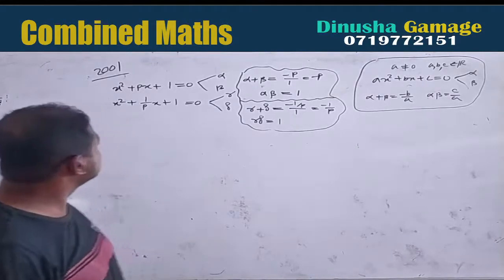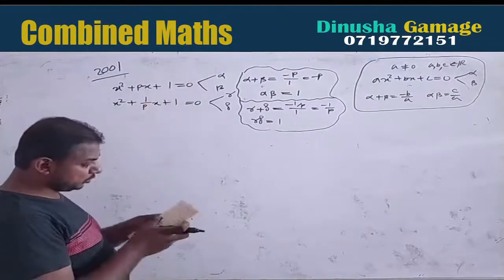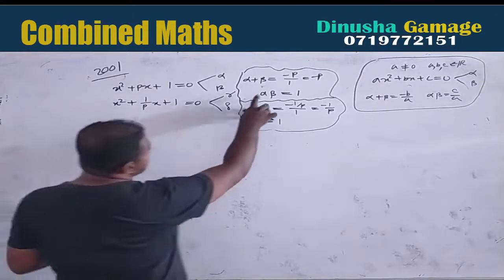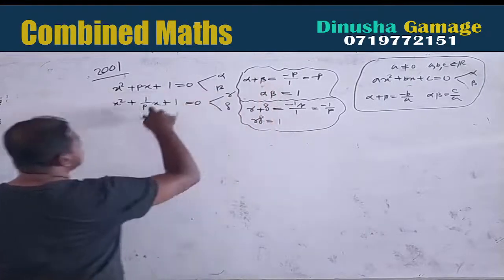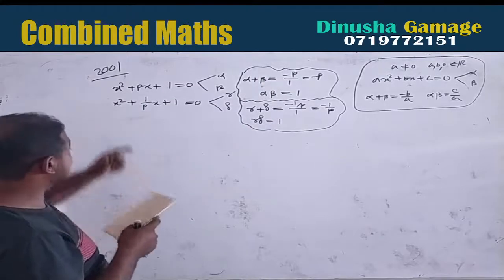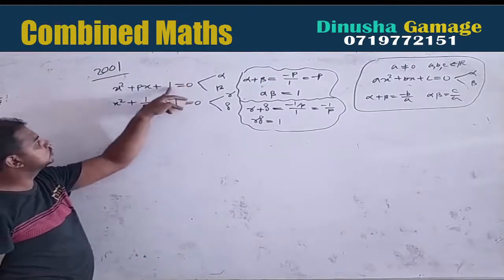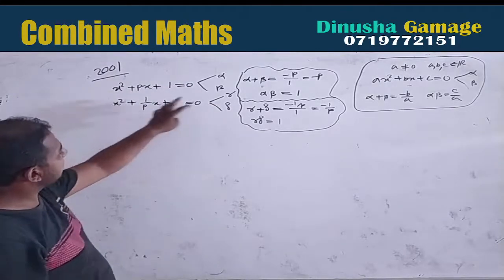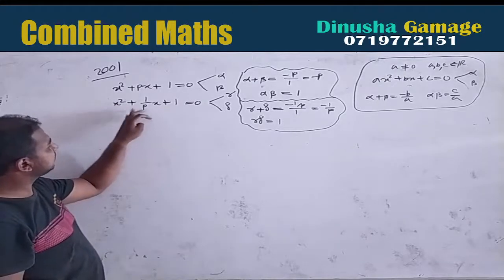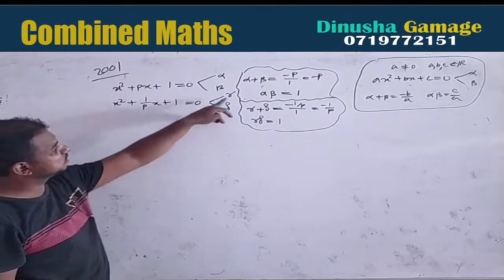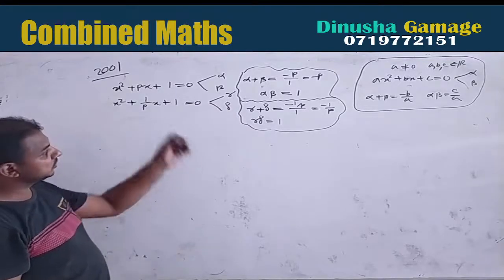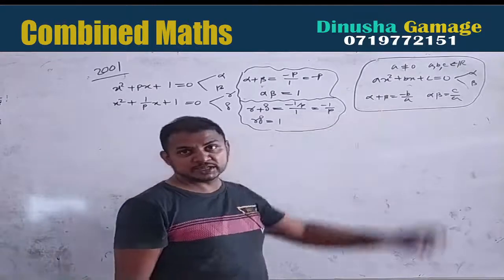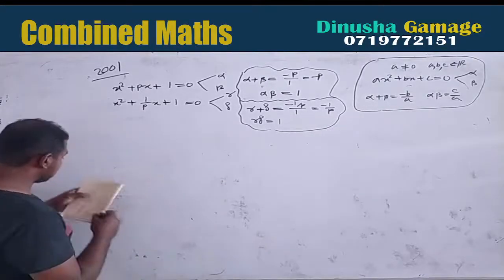I wrote the multiplication and addition of the two roots for the given two quadratic equations. They said alpha and beta are the two roots of the first equation, and gamma and delta are the two roots of x squared plus 1 over p x plus 1 equals 0. So I wrote the addition and multiplication of the two roots according to the basic theory you studied. Right? What do you have to do next?